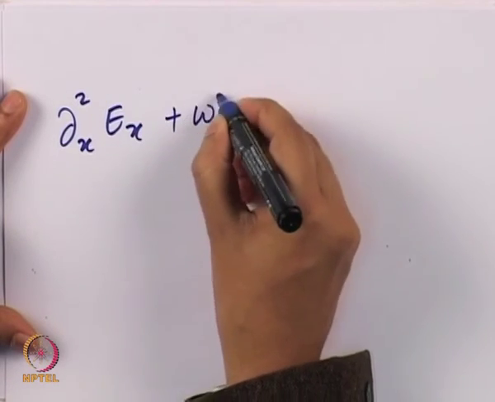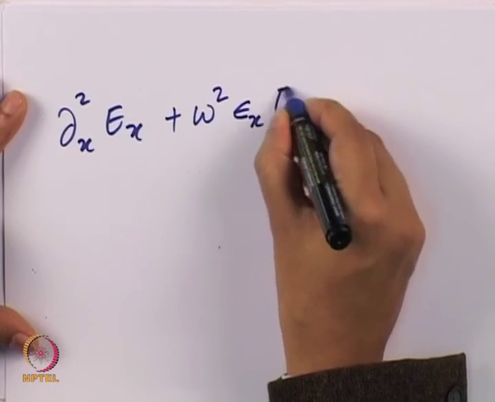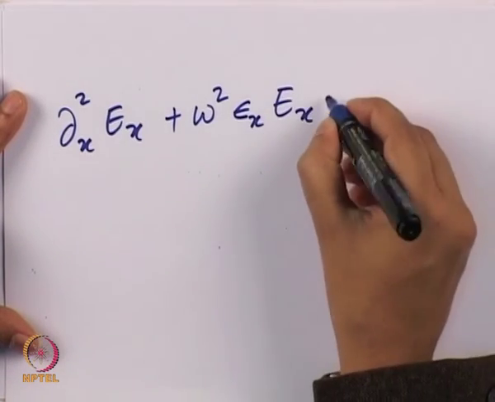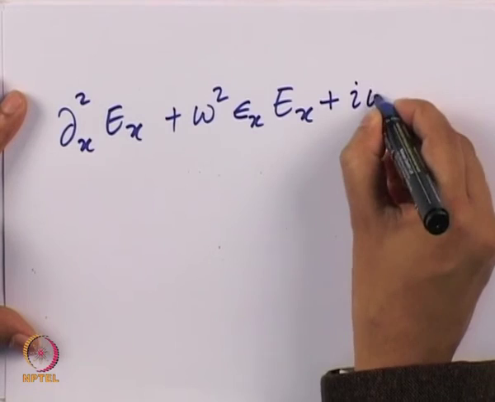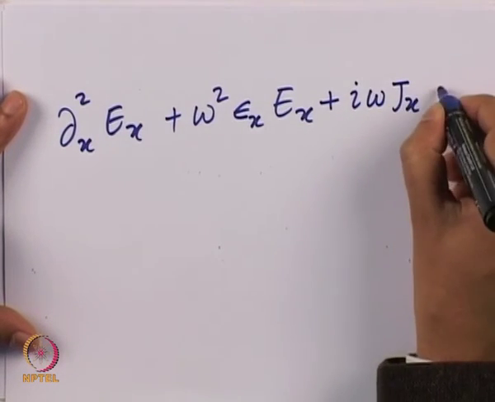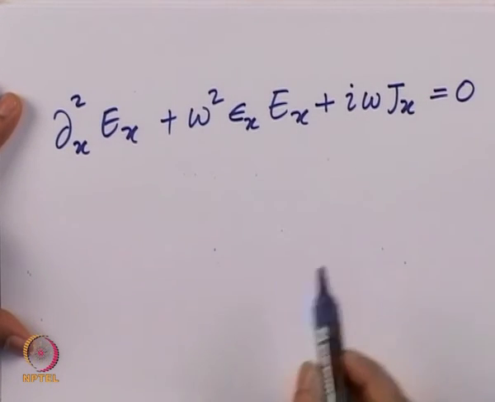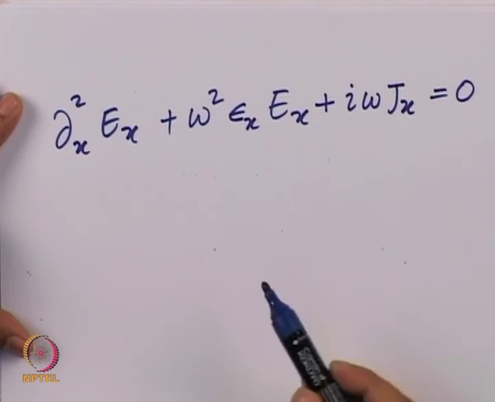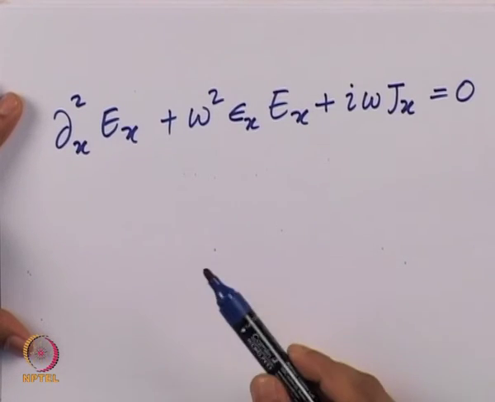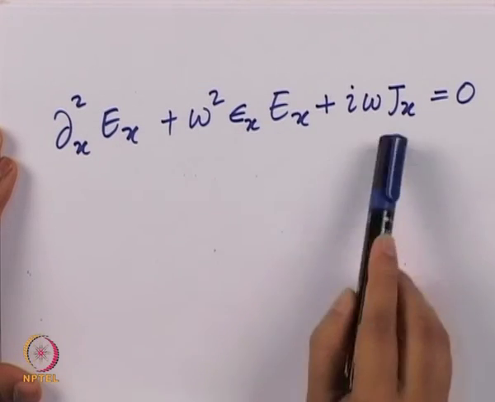plus epsilon e of x, plus i omega j x, this is equal to 0. So this is the basic equation that we have got by taking the case of a scalar equation. We got this one from our earlier step, but here the value of e x is the exact value of e x.